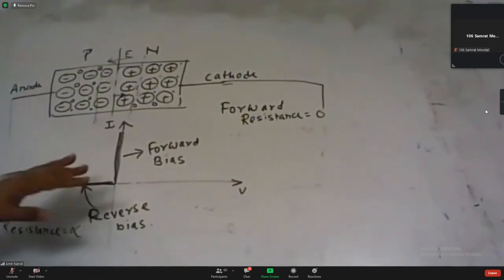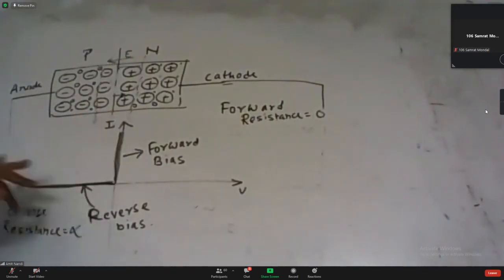So any other question? That is the forward and reverse bias characteristics of a PN junction diode. I think you are familiar with this part? Basically, I think this part will be discussed in the semiconductor physics class. Do you know this part? Yes, sir. Okay.